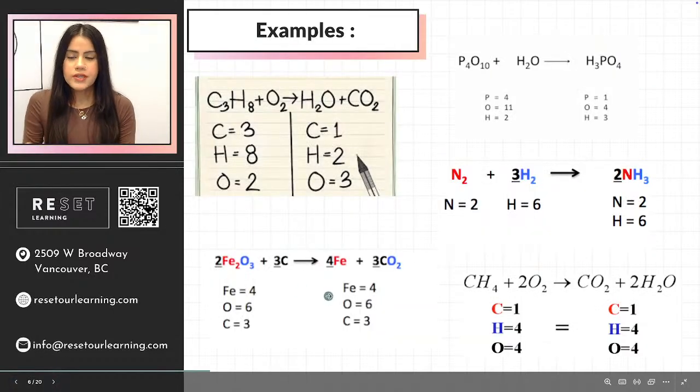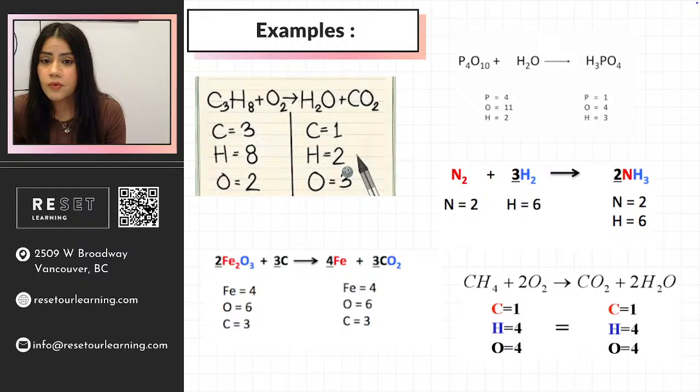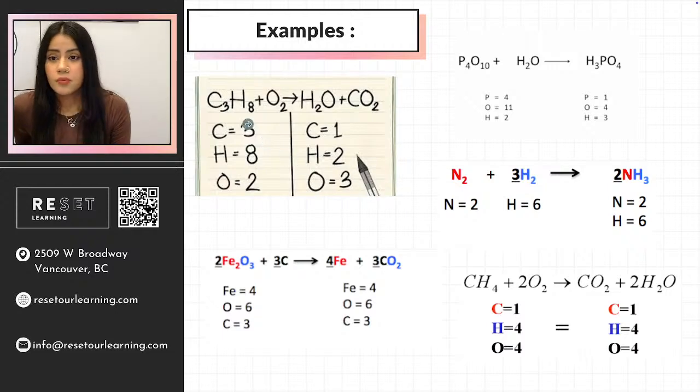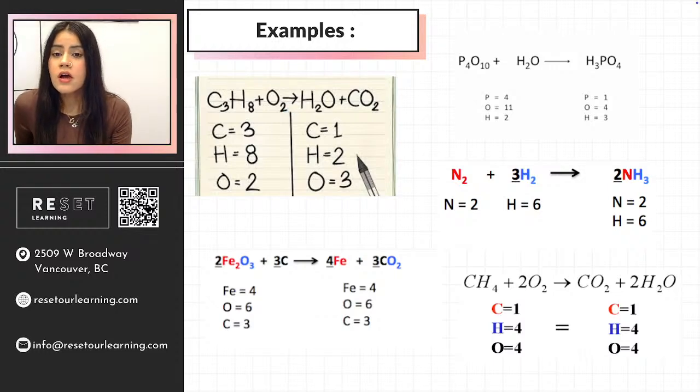Okay, so these are more examples. Again, if you see, I have divided my equation into two components, one reactants and then one product. So let's start with this equation here. We have 3 carbons here. We have 8 hydrogens and we have 2 oxygens. Again, these are all balanced equations.